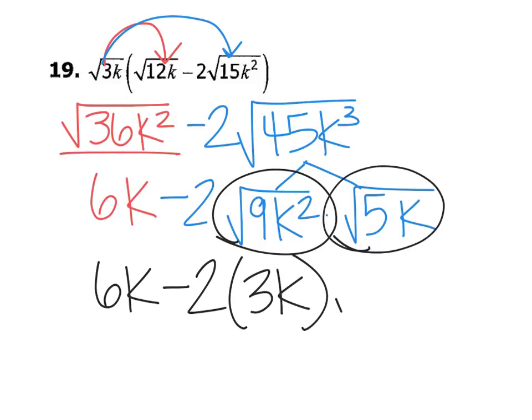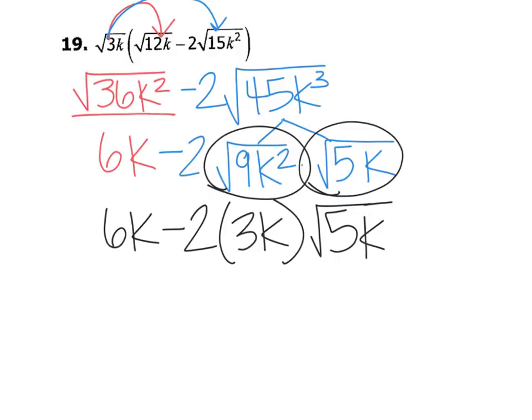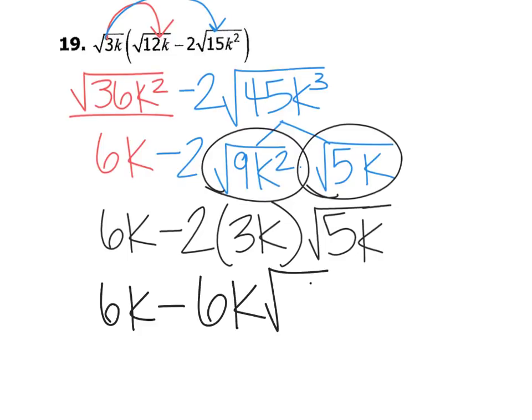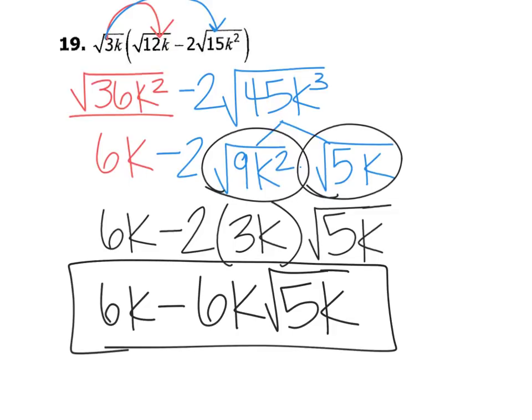Can't simplify this any further, so rewrite it as 5k, or square root of 5k. All right, then simplify what you can. So we've got 6k minus 6k rad 5k. And we can't simplify that any further. We can't subtract. We can't combine any like terms. So we are done, and this is our final answer.